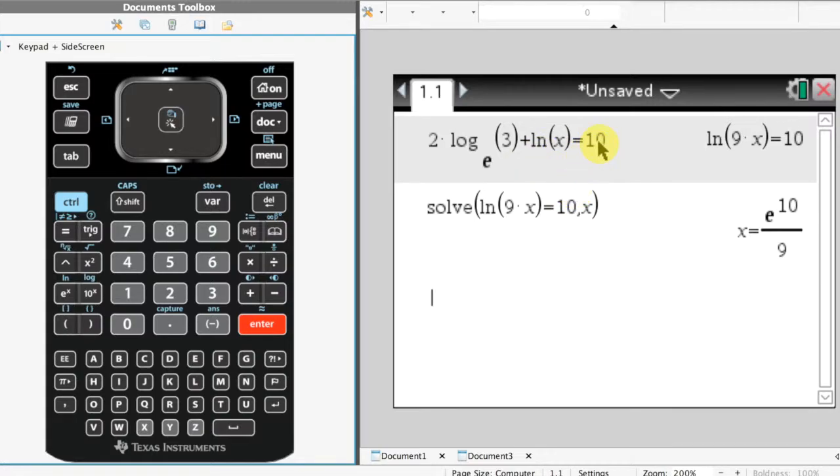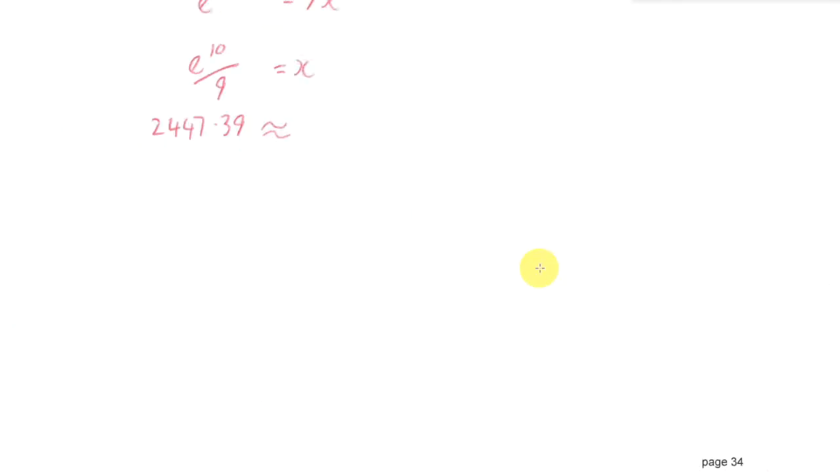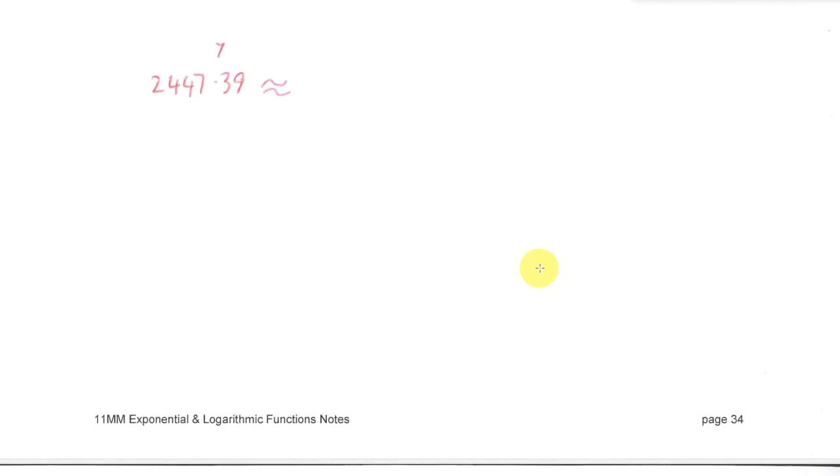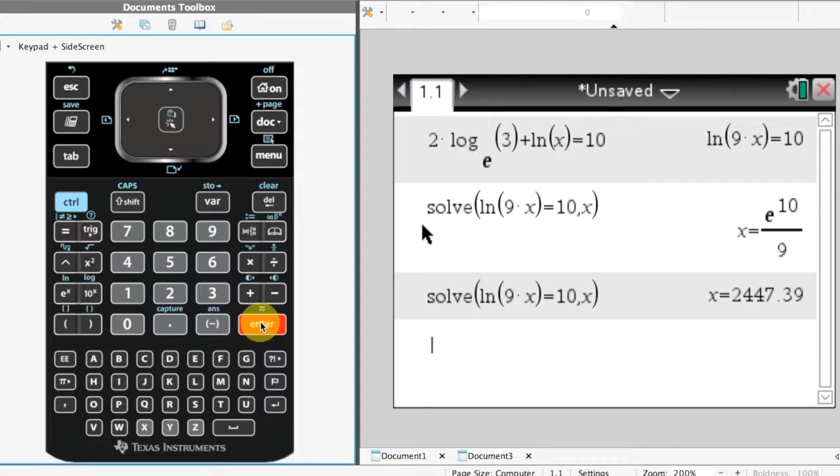Of course, I could have just gone menu algebra solve and put all of that in. I could have written this as 2 lots of ln 3 plus ln x equaling 10 comma x, or I could have done the log e, but you can just see there that they're all the same. And here I've got ln, which just means log e of 9x equaling 10. And that's equal to 2,447.39. So back on my CAS, if I just go Control Enter, you can see that it gives me the approximate solution, which is the same.